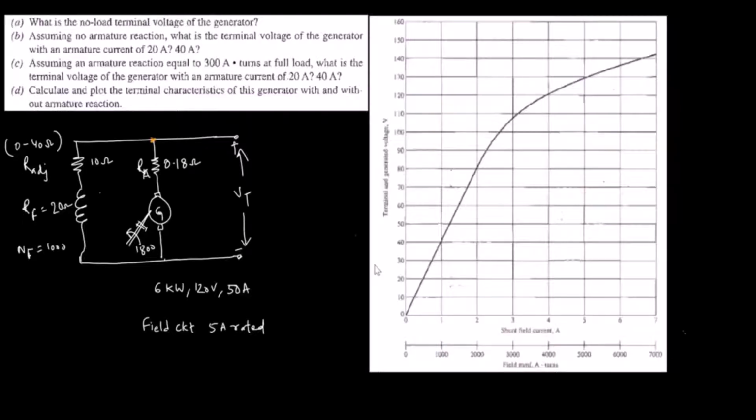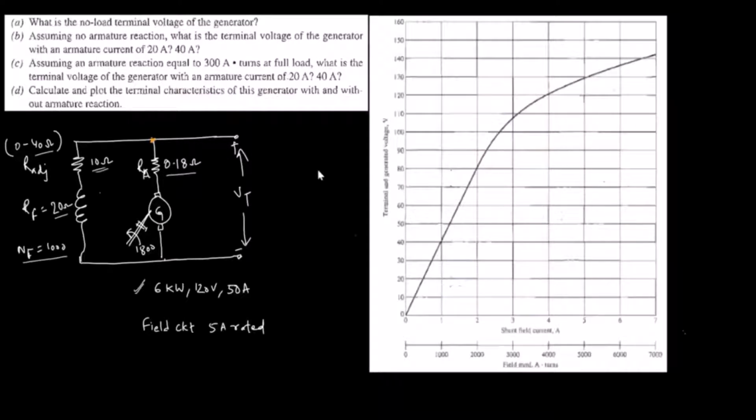We have a shunt generator. Its armature resistance is 0.18 ohm, and the shunt field winding resistance is 20 ohms. The number of shunt field turns is 1000, and there is an adjustable rheostat connected in series with the shunt field. Its range is 0 to 40 ohms, but currently it is adjusted to 10 ohms.